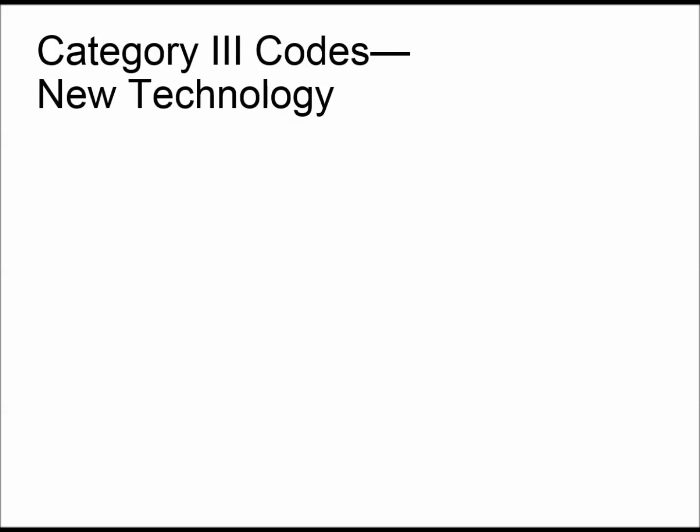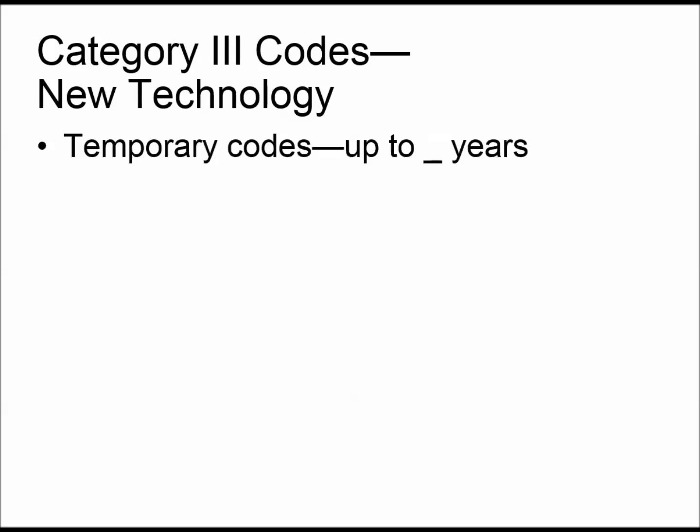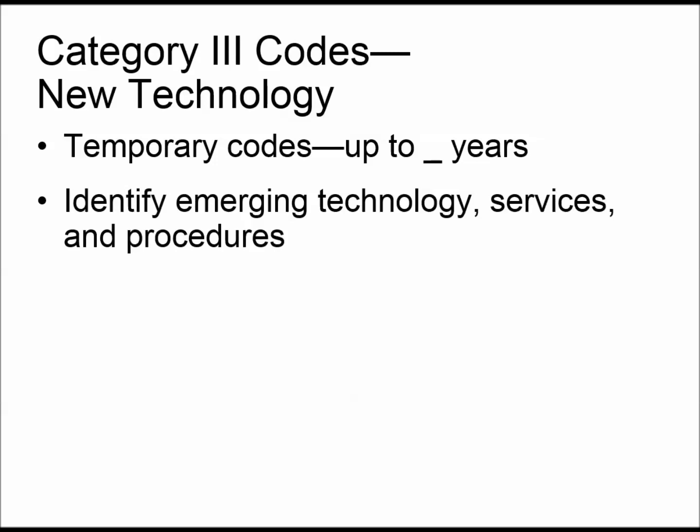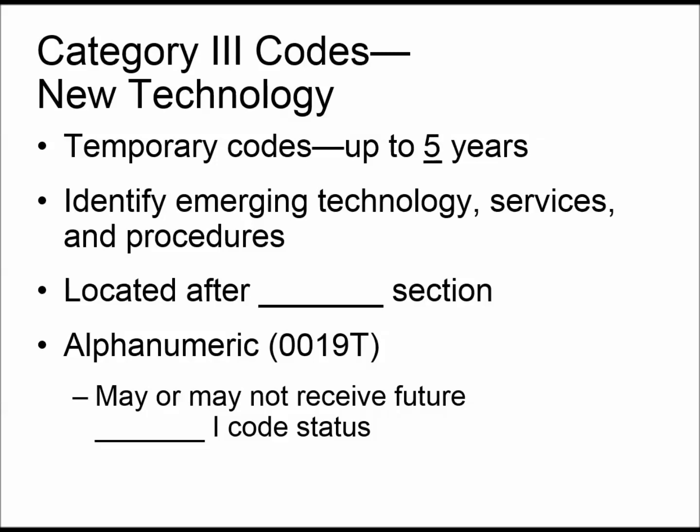Now, category 3 codes, new technology. I told you that was the up and coming, emerging technology. They are temporary codes, up to 5 years, and they identify the emerging technology or services and procedures. They're located after the medicine section. They're alphanumeric, and as you can see, end with T. They may or may not receive future category 1 code status. As I said, they are not guaranteed to go there.